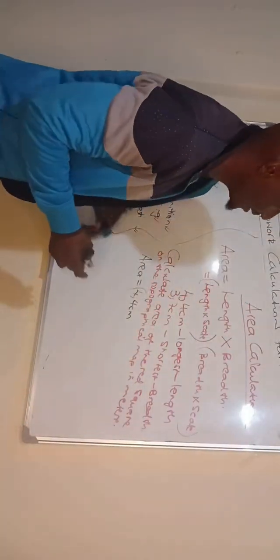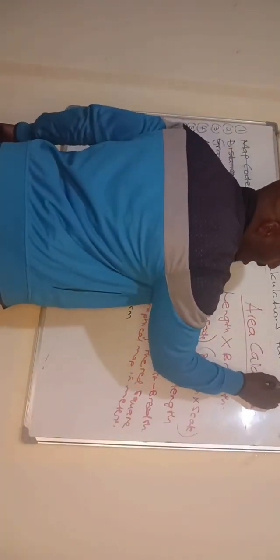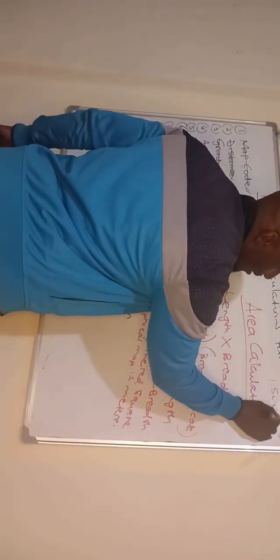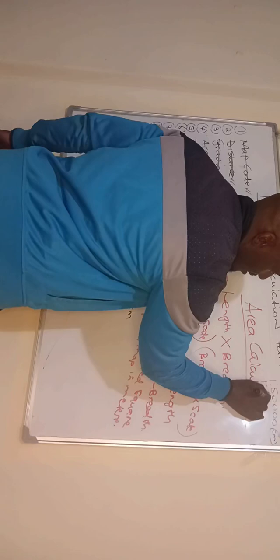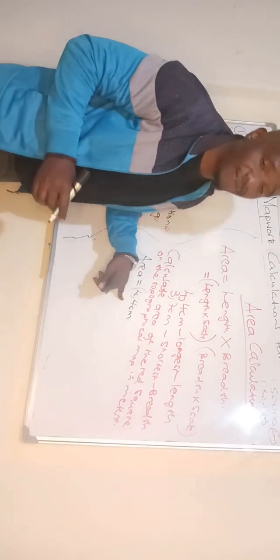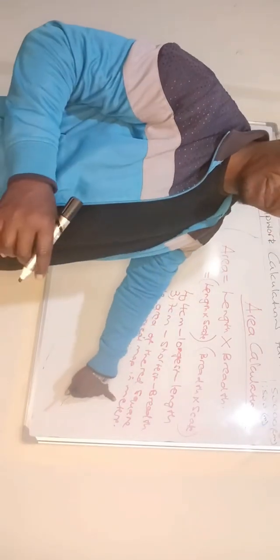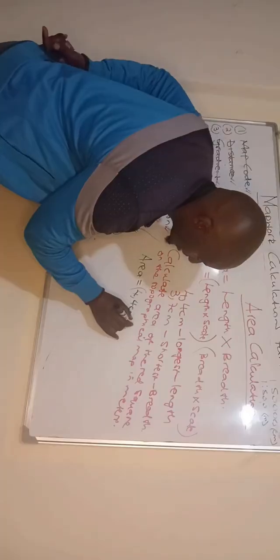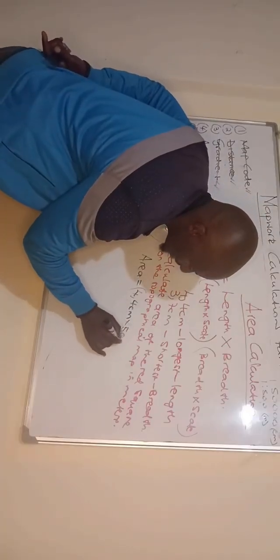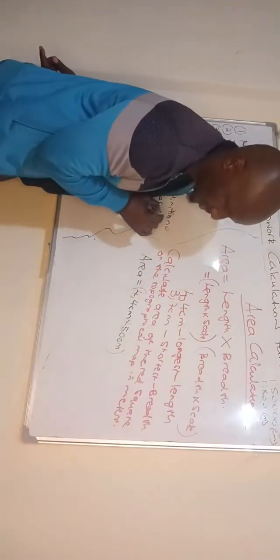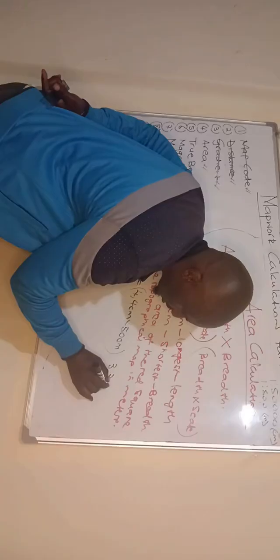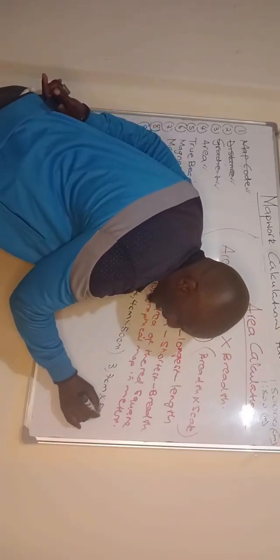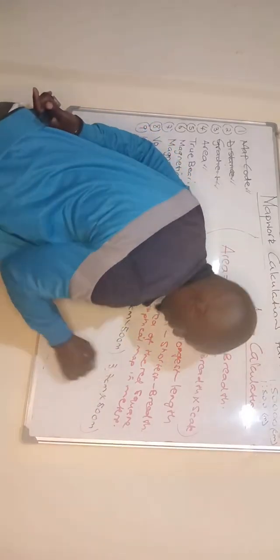So if we convert the topographical map scale, 1 is to what? 50,000. This is in centimeters. In meters, 1 is to what? 500 meters. So we are going to multiply this with 500. Why? Because we want our answer to be in meters. So we multiply by 500 meters. Then we take the shorter side, 3.7 centimeters multiplied by 500 meters.